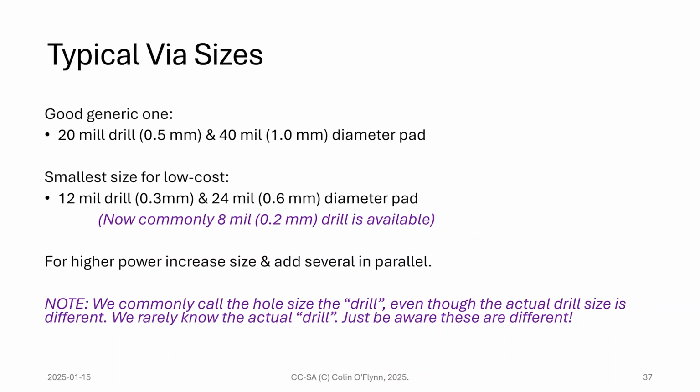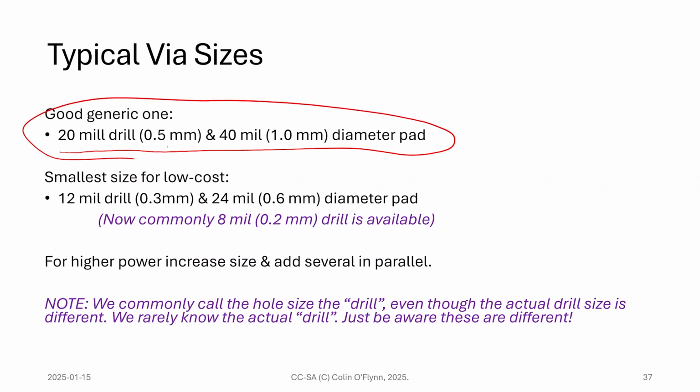Random via sizes. So again, what do you use to start? KiCad defaults are probably fine. Something like a 20 mil drill and a 40 mil pad is pretty big, so you could use that as a starting point. And then if you start to feel like it's getting crazy, you could go down from there, but that's a reasonable starting point. It's going to give you lots of annular ring. You're not going to run into big problems.